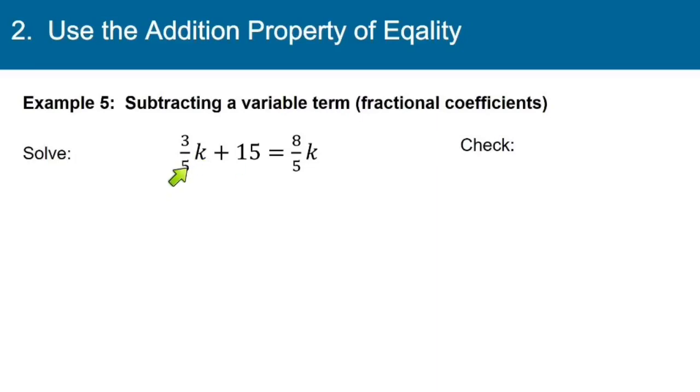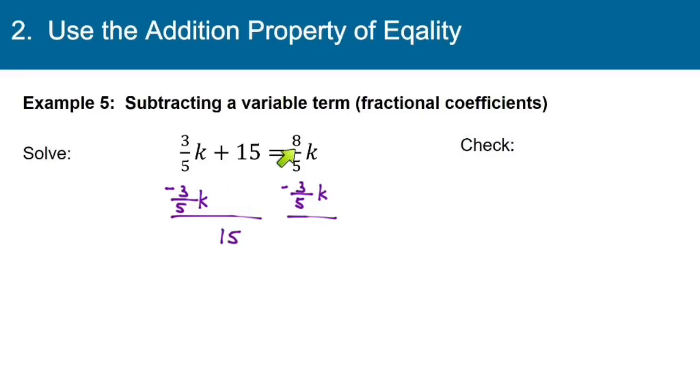But for right now, let's look at 3/5 k plus 15 equals 8/5 k. Now, this is very similar to the last example in that we need to eliminate this k term so that our only k term is this one on the right side. So let's just start by subtracting 3/5 k from both sides. So I've written minus 3/5 k on both sides. Now, positive 3/5 k minus 3/5 k, of course, is going to add up to 0. And so 3/5 k minus 3/5 k plus 15 adds up to 15.